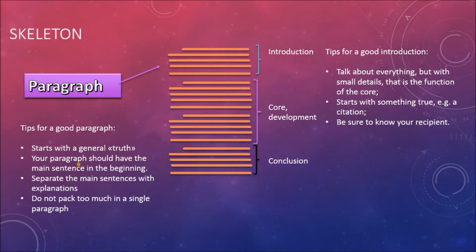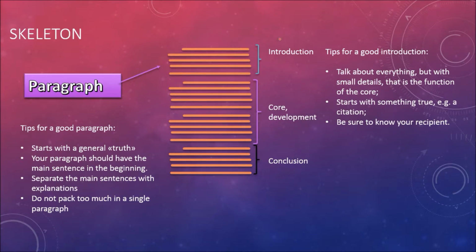So we should separate the main ideas with explanation. If you have three main ideas, three main sentences inside the same paragraph, you should separate them by explanation. It means that rarely are you going to put, let's say, three main sentences together.